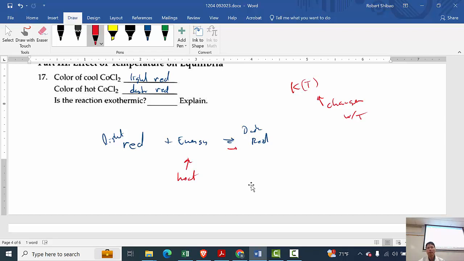And so freezing water is exothermic, and exothermic is favored at low temperature. All right. Any questions on this?